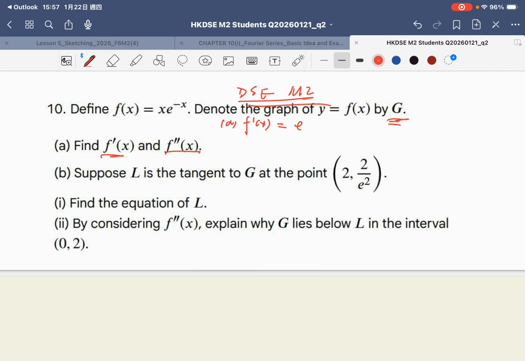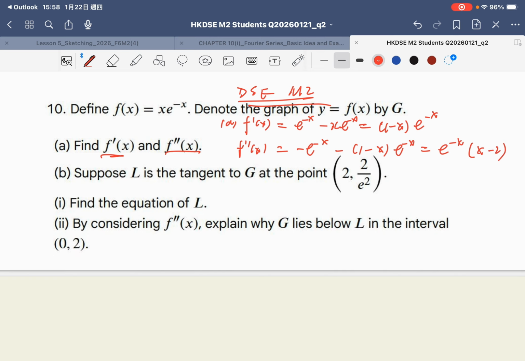That is e to the power negative x minus x e to the power negative x, which is (1 minus x) times e to the power negative x. That is the first derivative. And the second derivative is negative e to the power negative x minus (1 minus x) times e to the power negative x. Factorize e to the power negative x outside. We have the answer: e to the power negative x times (x minus 2). Yes, that is part A.